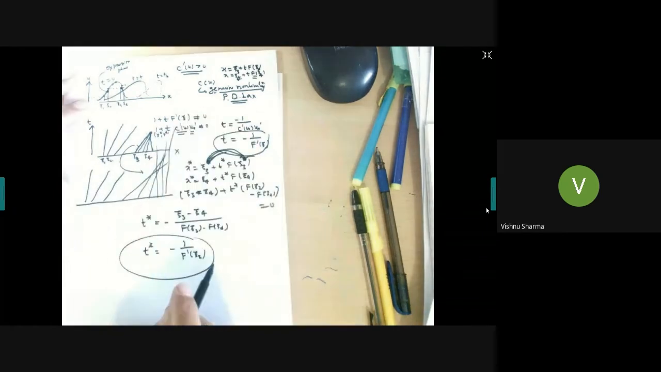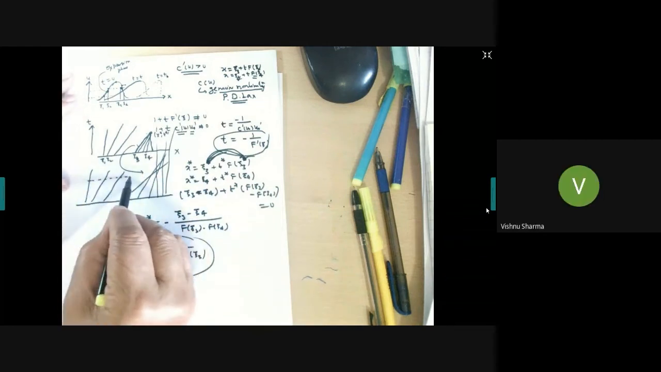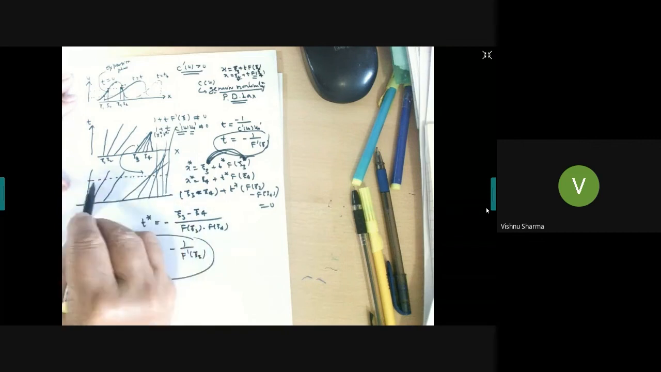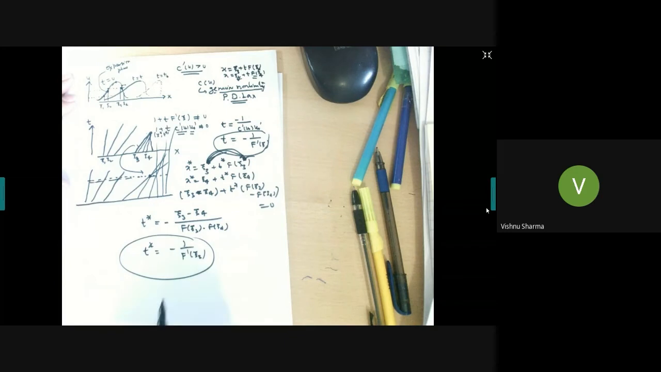So we have to find where the minimum value, the first time when the characteristics intersect. Suppose this is the minimum point. So I have to find the minimum t. For minimum t, I have to find the maximum value of f prime.